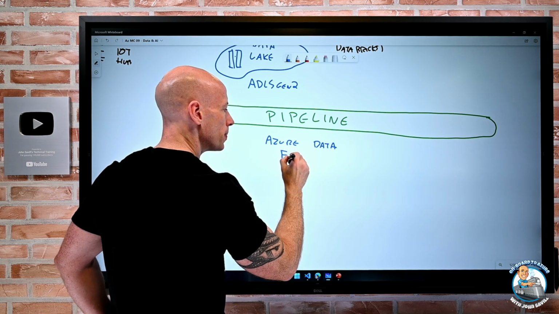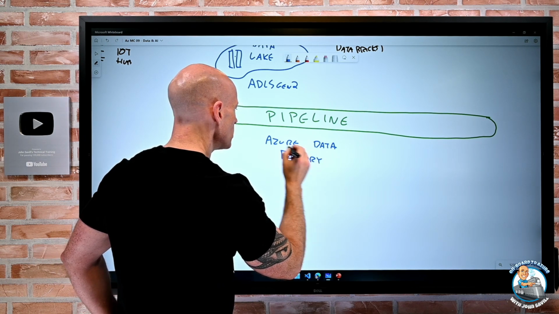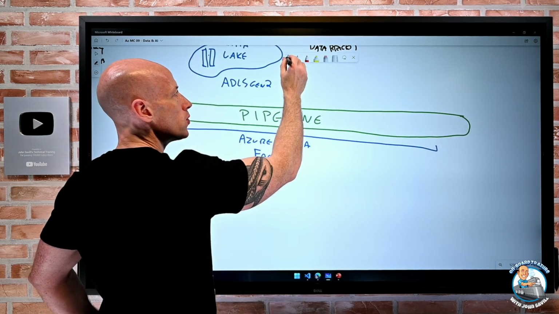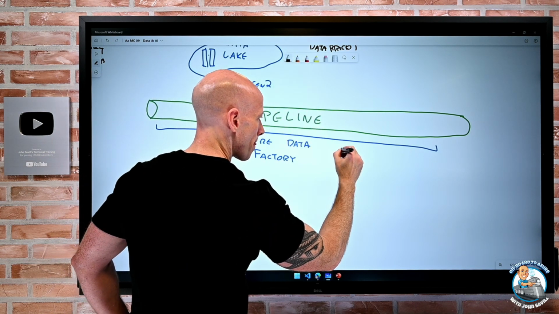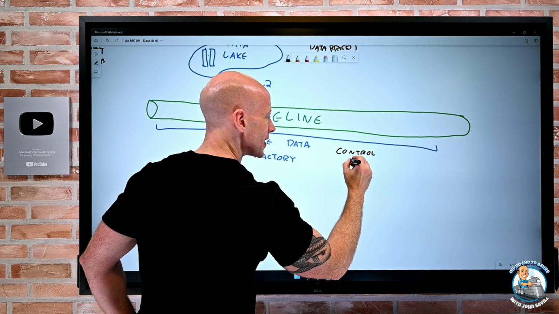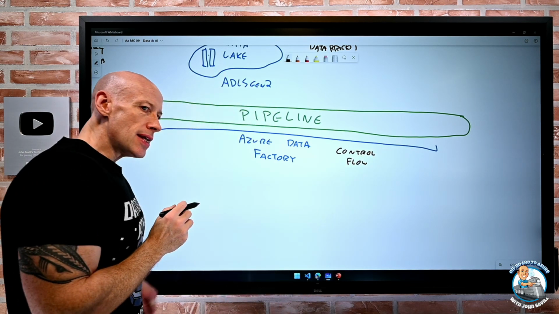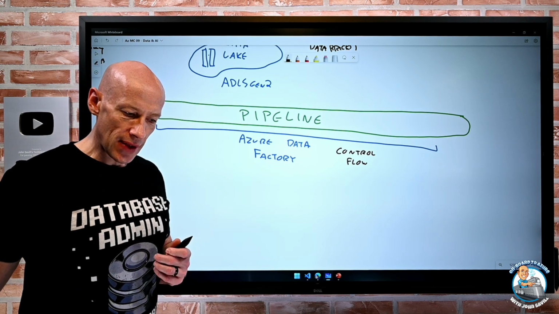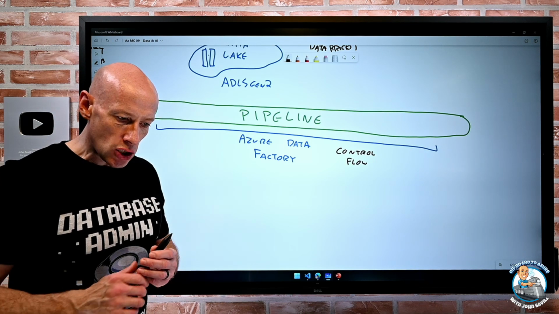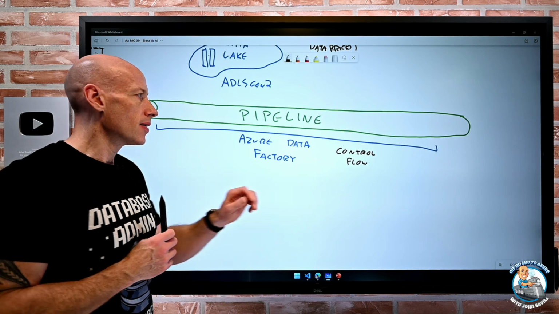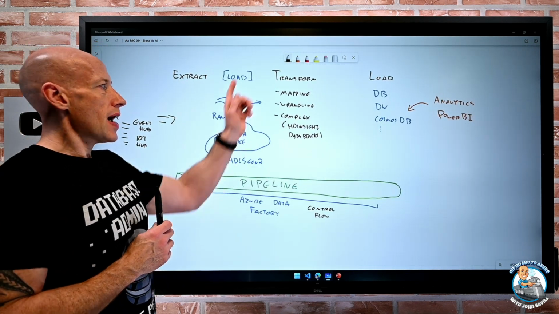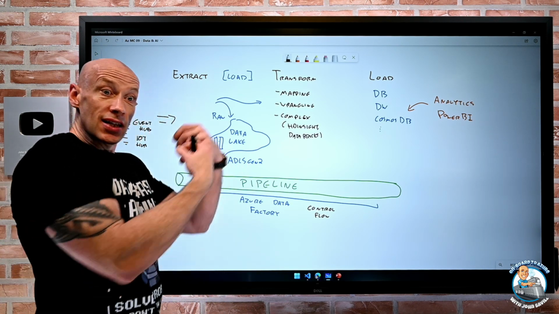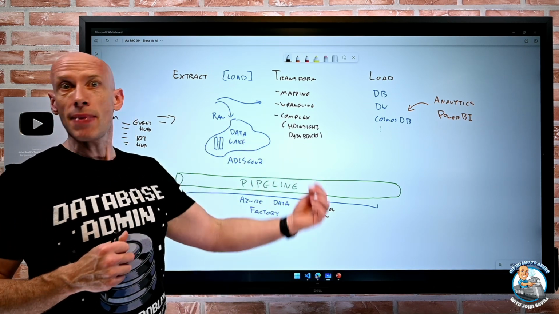Now, I want to be super careful here. Azure Data Factory encompasses the pipeline, but its focus is the control flow. What does that mean? It is not changing the data. It is orchestrating and calling things which may then do things on the data. That's the whole point. So Azure Data Factory calls activities. So it says, hey, you now need to run and do this mapping. But it itself is not doing anything to the data. The activities it calls, they may clean the data. They may map the data.